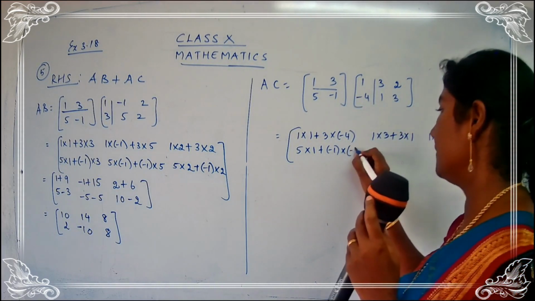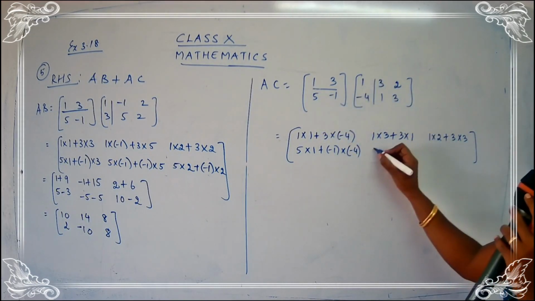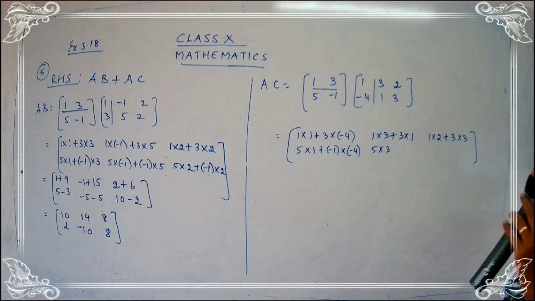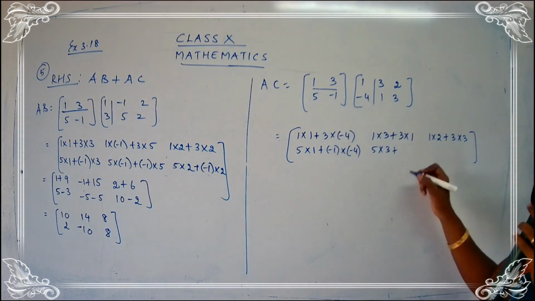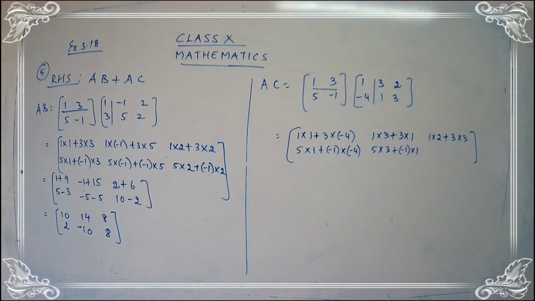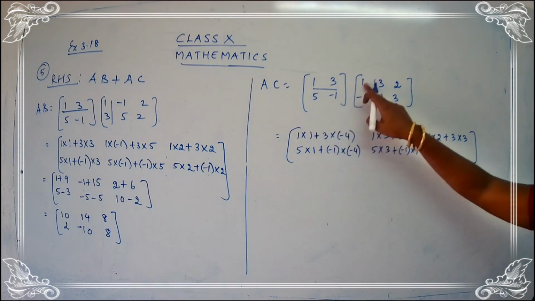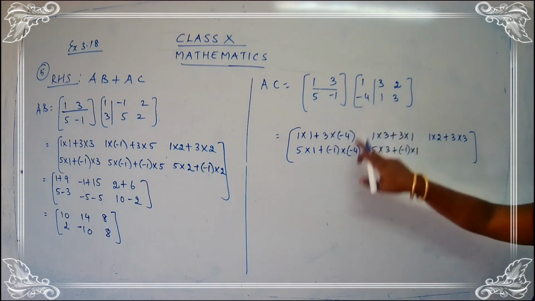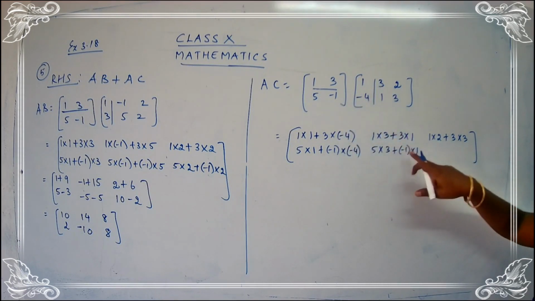So just put here minus 4. Leave some space. 5 into 3 plus minus 1 into 1. Okay. You getting my point? Second row, first column we have done. 5 into 1 plus minus 1 into minus 4. 5 into 3 plus minus 1 into 1.